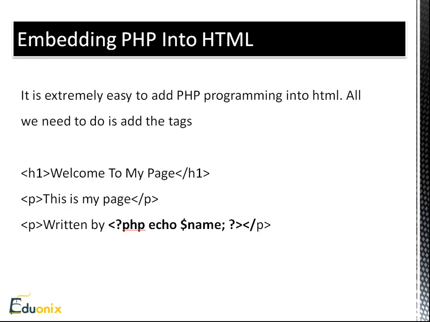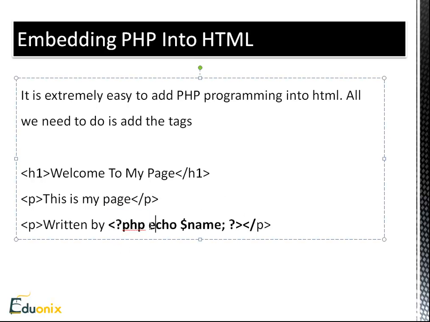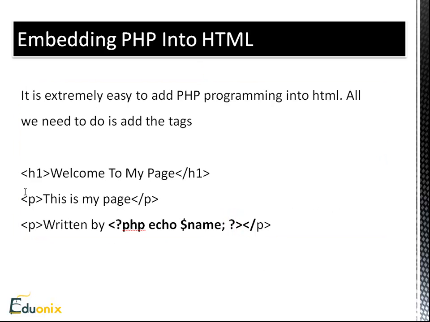So to embed PHP inside an HTML document is extremely easy. Here we have an H1 tag, a paragraph, another paragraph where we have "written by", and then an opening PHP tag, and then we're echoing out a variable. Like I said, echo is similar to document.write in JavaScript. It's just going to print something out on the screen. And then we have the semicolon. Much like JavaScript, although in JavaScript you don't need the semicolon, in PHP you do. And then we have the closing tag. So it's very easy to embed, which makes it a really desirable language.